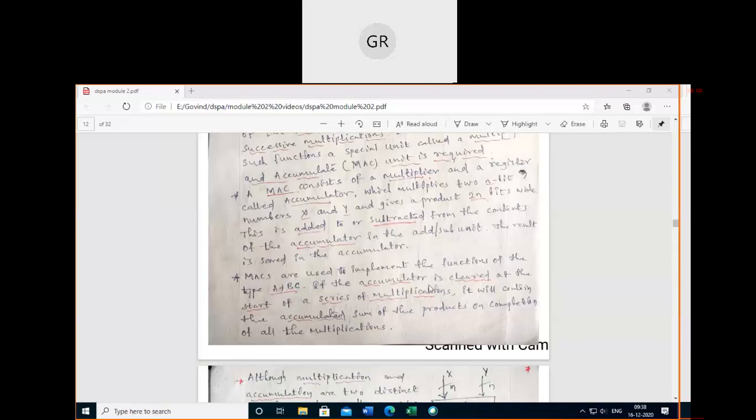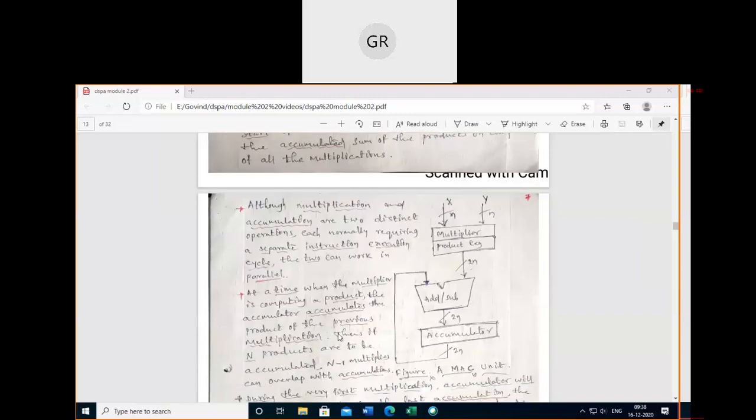If the accumulator is cleared at the start of a series of multiplications, it will contain the accumulated sum of the products on the completion of all the multiplications. At the start of the application's function, the accumulator will be clear. Then at the last it will contain the accumulated sum of the products.